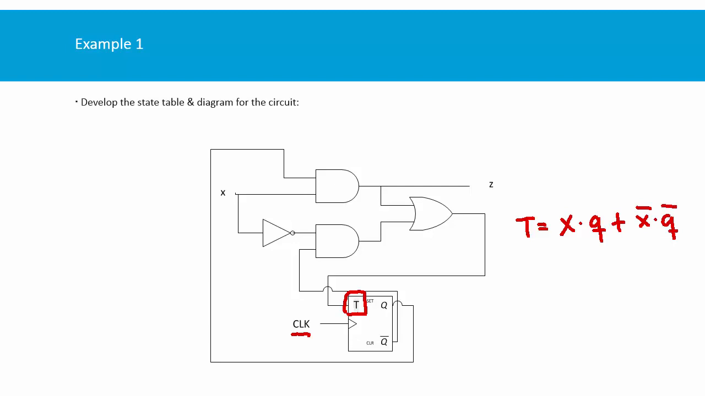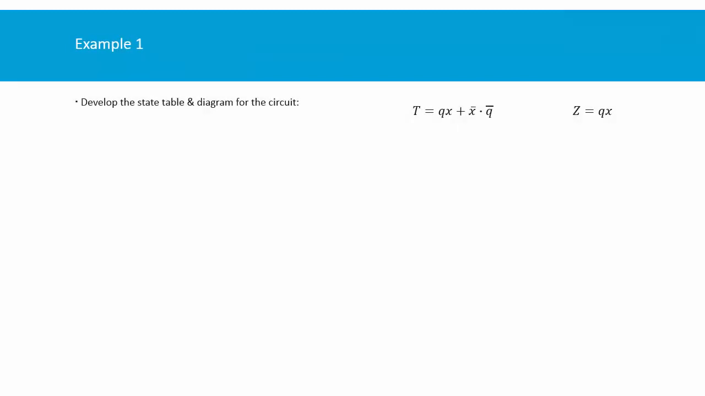The other equation that you want to consider is zeta. So in this case, zeta is equal to X dot Q. So those are two equations. This is the way we begin the analysis of the circuit. So we already know these two equations, and now we want to see how to get the state table and the state diagram. So we're going to start as if we were writing a truth table. And for the truth table, we're going to consider the inputs. In this case, we only have one input, which is X.